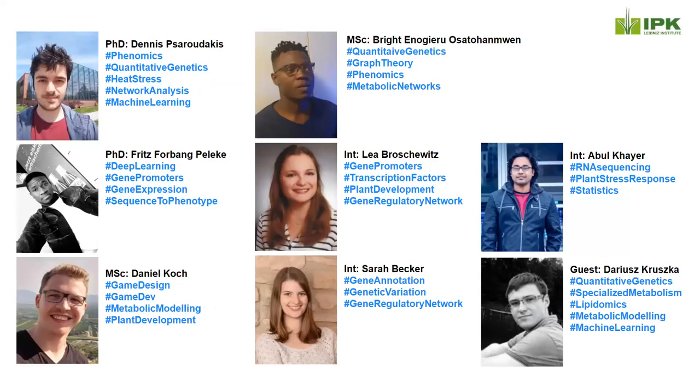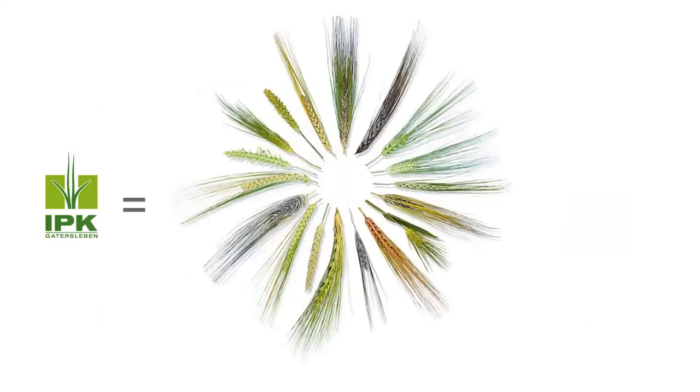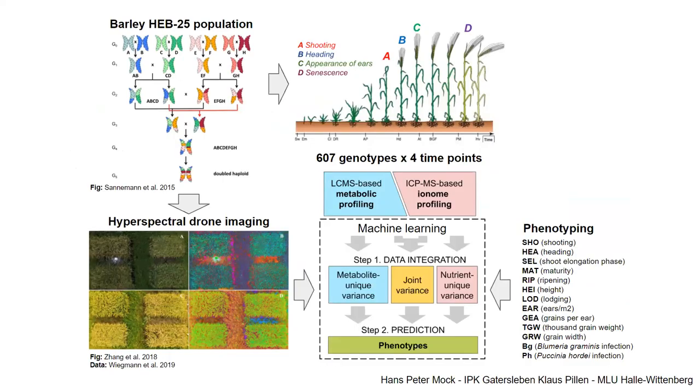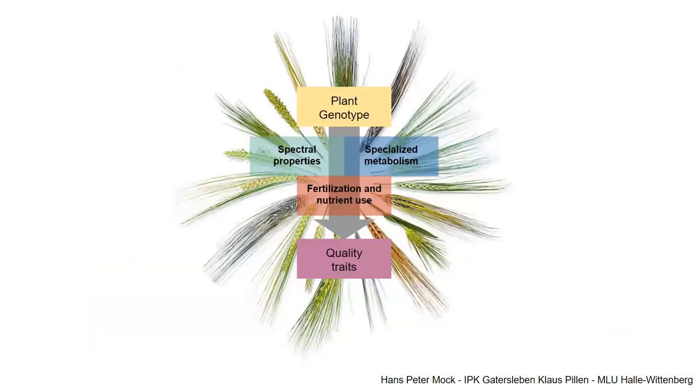What we do is very similar things, but on cereal crops, because IPK is all about cereal crops, small grain crops, barley, wheat, rye. Currently, we perform very similar experiments on barley, where we integrate gene expression data, metabolomic data, phenotypic parameters, and hyperspectral drone imaging in a fairly similar setup on a multi-parental nested population of barley. Our goal is, again, to link the plant genotype with the quality traits of barley, while taking into account the spectral properties of the plant, specialized metabolism, and fertilization and nutrient use in terms of metabolism.